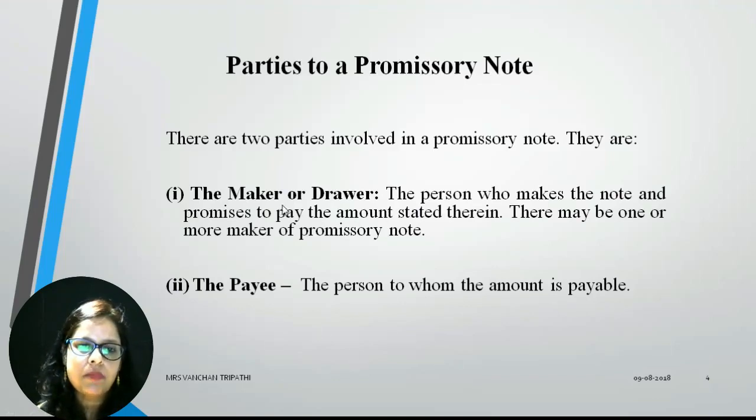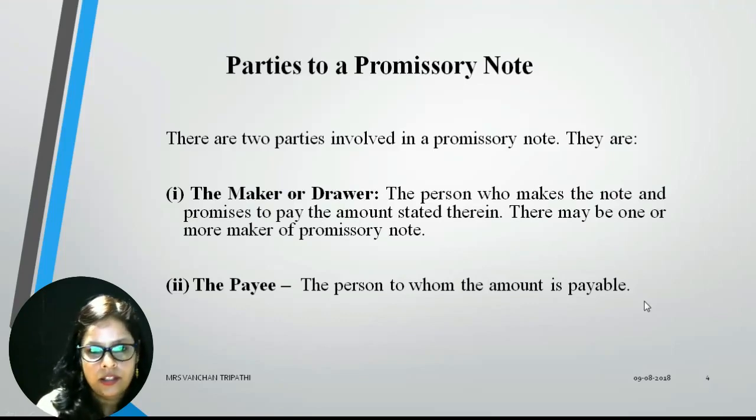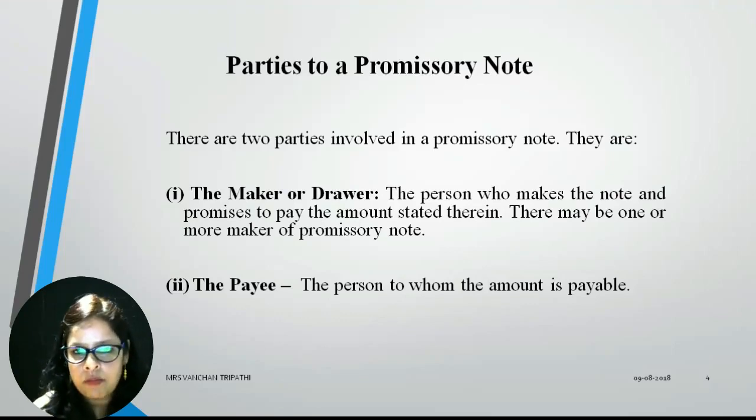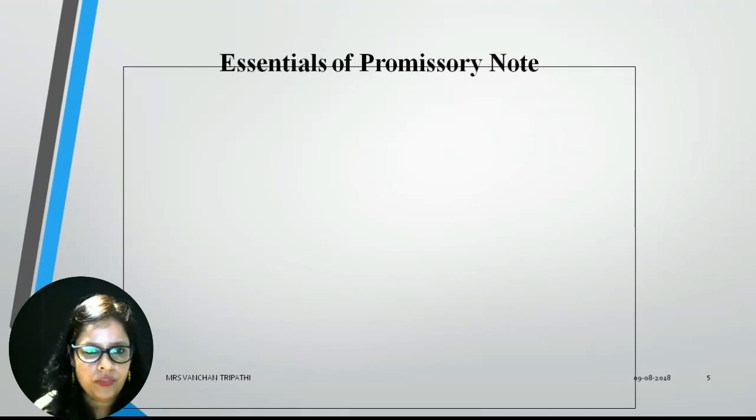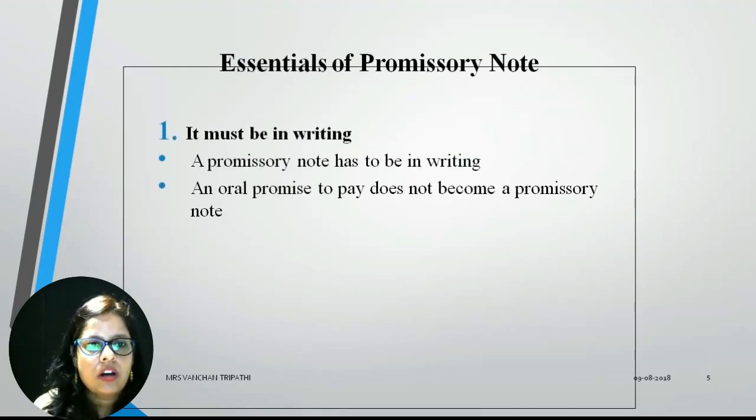So basically the maker is the person who makes a note or promise to pay the amount stated therein. There may be one or more makers of the promissory note. Payee is the person to whom the amount is payable. So there is the involvement of two parties in a promissory note. Please remember this thing, the maker may be more than one. So these are all the parties. Now let me talk about the essentials of the promissory note.